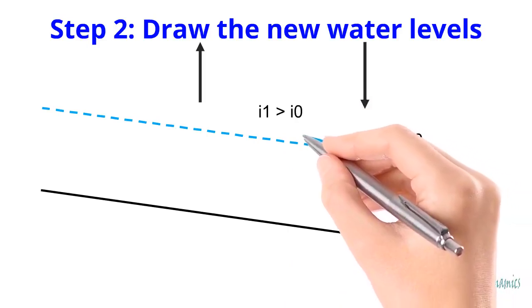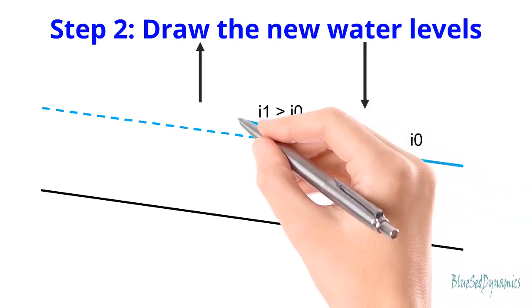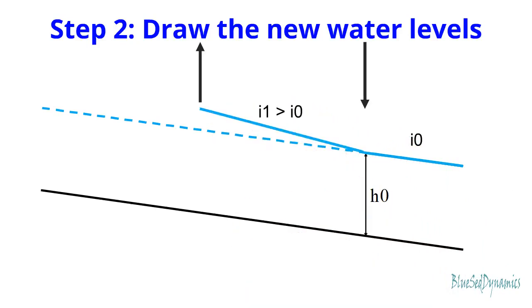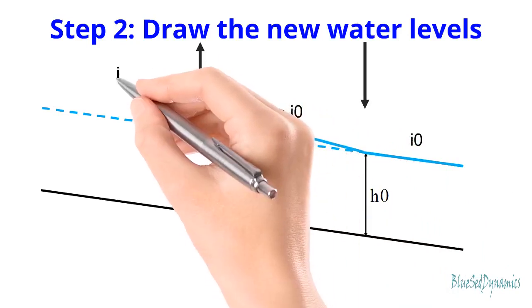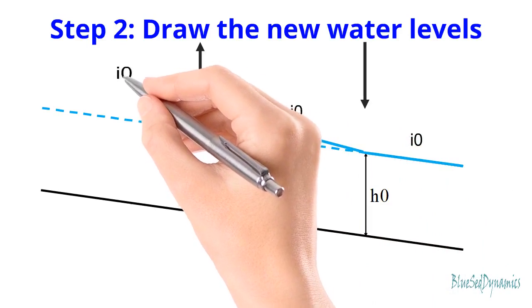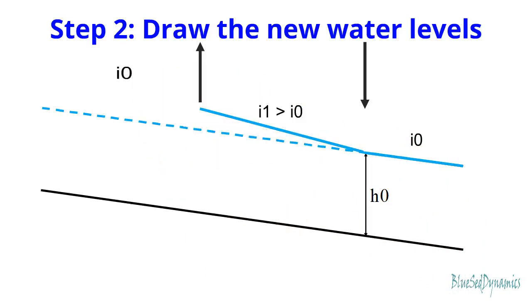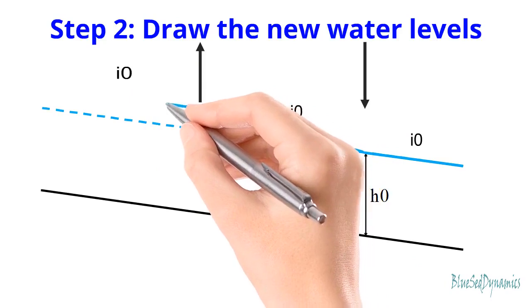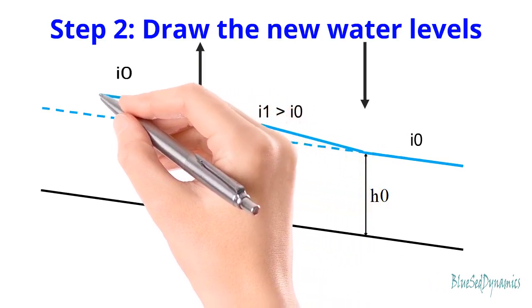The slope line should be drawn from downstream, the end of the intervention, upstream to the beginning of the intervention. The full discharge is present upstream of the secondary channel. We draw the slope line from the beginning of the intervention in an upstream direction with slope I0.